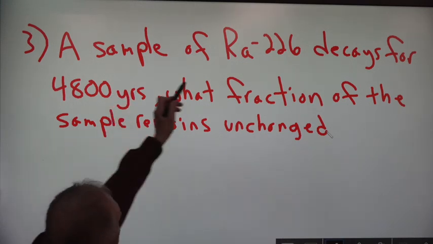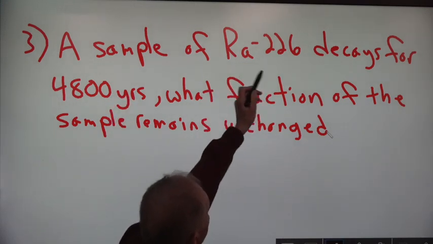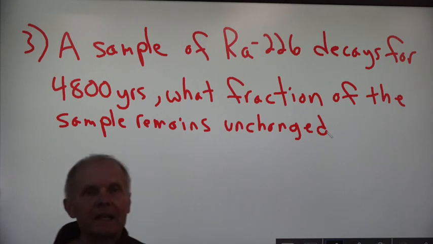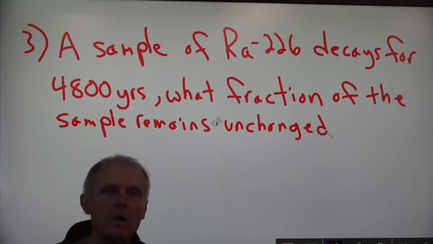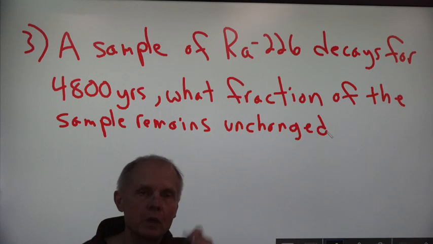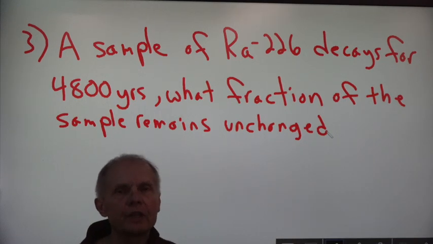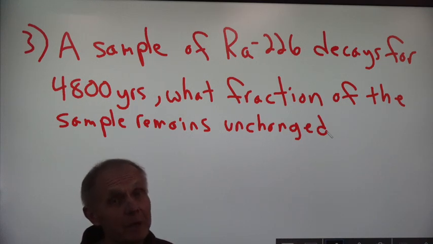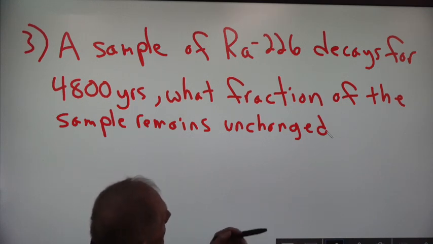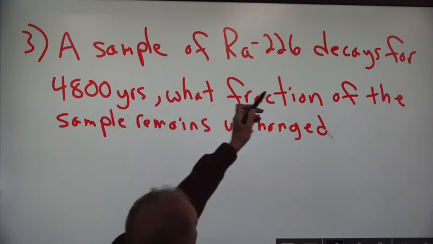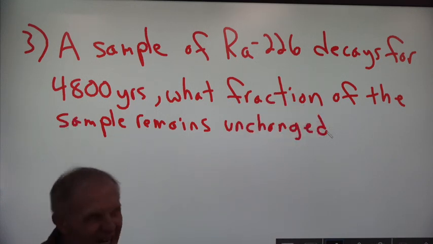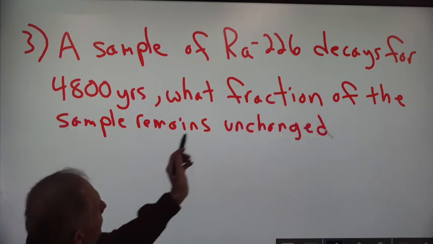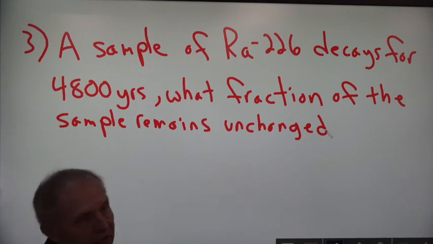It goes, a sample of Ra-226. Ra is radium, like in the last video. And don't forget, Marie Curie found Ra-226 in pitchblende, okay? And it messed them up pretty badly. A sample of Ra-226 decays for 4,800 years. What fraction of the sample remains unchanged?